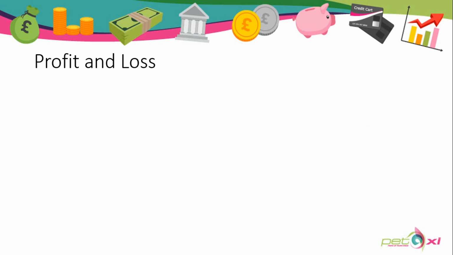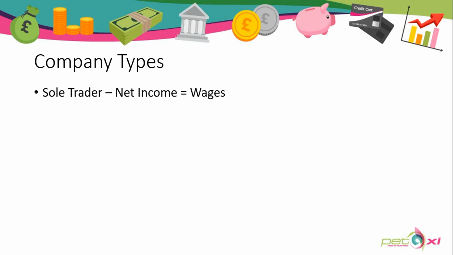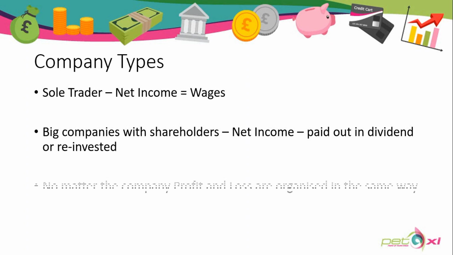All company revenue is used to pay every aspect of the company's expenses, including both the fixed and variable costs. After the costs of doing business are removed, the amount of money left over is called net income. For a sole trader, the net income would be the amount of money the owner takes as their wages. For bigger companies with shareholders, the net income is paid out in dividends to those shareholders or retained in the business for investment into improving services or working on new income streams.